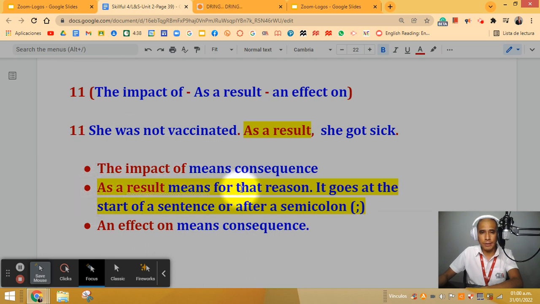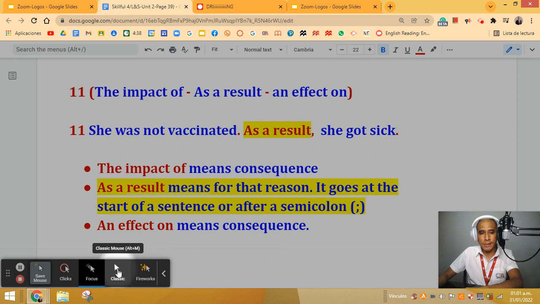As a result means for that reason. It goes at the start of a sentence or after a semicolon. In this case, for example, if we pay attention, there is a period before the phrase as a result. That means that here starts a new sentence. So it applies the rule. In the case of the last one, an effect on means consequence. But we got a period. So the period cannot let me use an effect on. I cannot use this phrase. The only one that applies in this case is the second option, as a result.